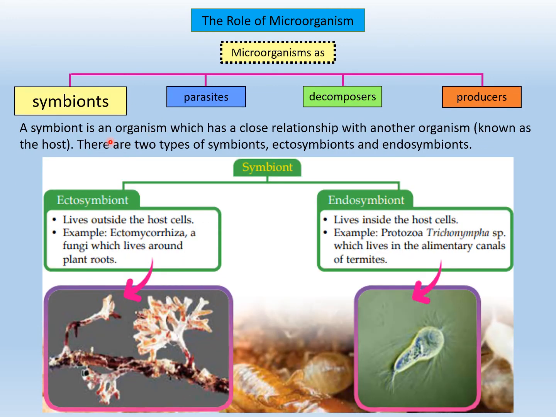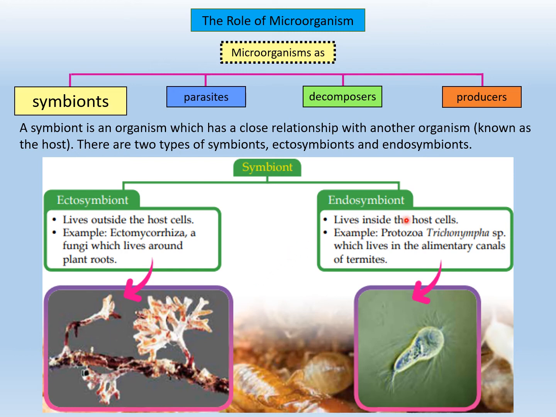Symbionts. A symbiont is an organism which has a close relationship with another organism known as the host. There are two types of symbionts: ectosymbionts and endosymbionts. Ectosymbionts are organisms that live outside the host cells. Examples are ectomycorrhiza, fungi which live around the plant's roots. This is an example of ectomycorrhiza.